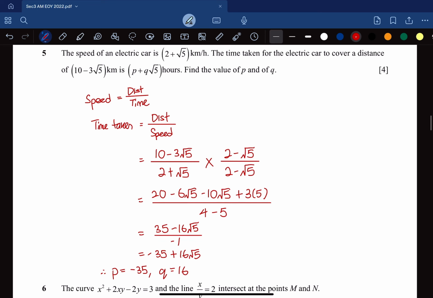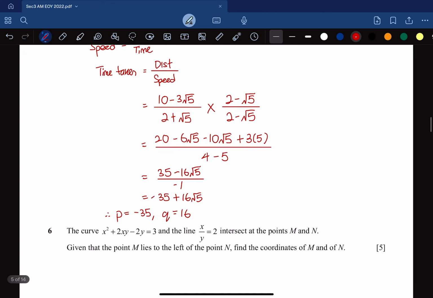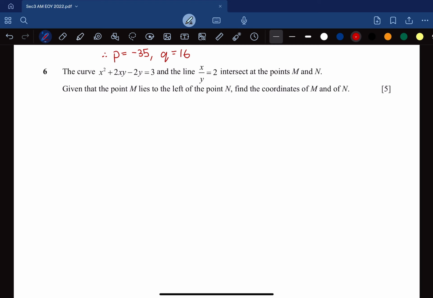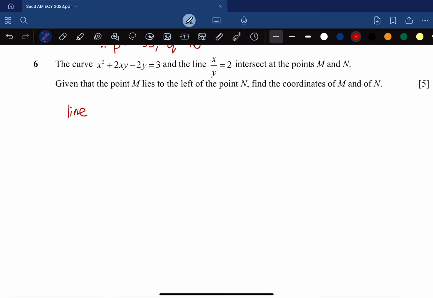Alright, so now let's look at question 6. Question 6, given the curve and line intersect at 2 points. Always remember, in order to find the curve and line intersection, what I'll always do is try to equate these two equations together. So over here, I know the equation of the line is simply x equals 2y.